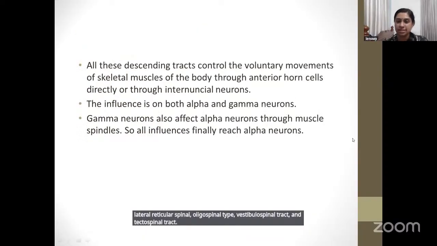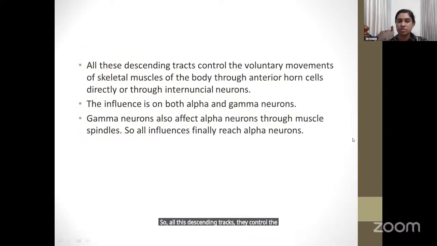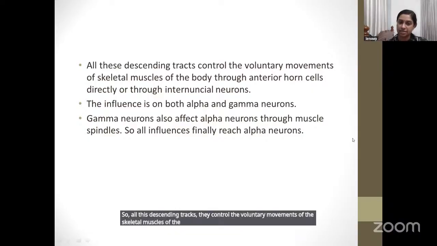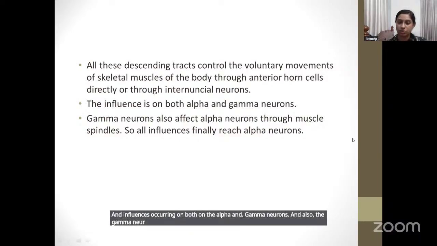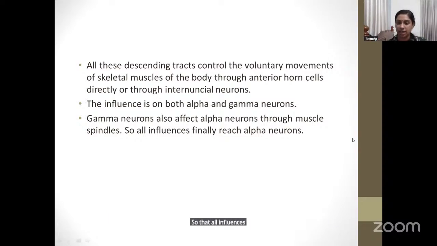So all these descending tracts control the voluntary movements of the skeletal muscles of the body through the anterior horn cells, directly or through the interneurons or internuncial neurons. Influence occurs on both the alpha and gamma neurons. The gamma neurons also affect the alpha neurons through the muscle spindles, so all influences finally reach the alpha neurons.